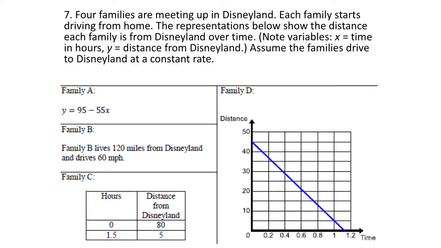All right, 4 families are meeting up at Disneyland. Each family starts driving from home. The representation below shows the distance each family is from Disneyland over time. And yes, x is time in hours, y is distance from Disneyland. That's good to know. Assume the families drive to Disneyland at a constant rate, which makes this very convenient.